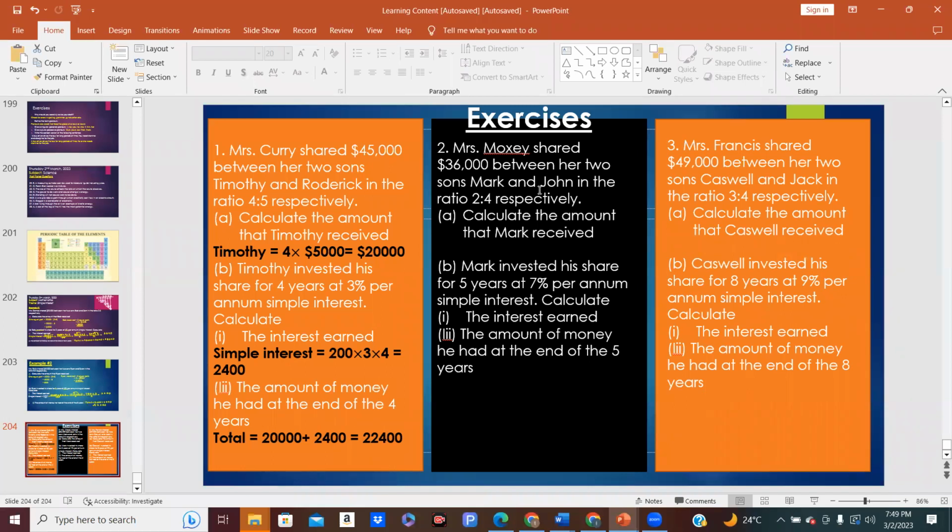Okay, so let's do number 2. I want Aaron. Aaron, are you done with number 2? Yes, sir. Okay. Help me with number 2, please.